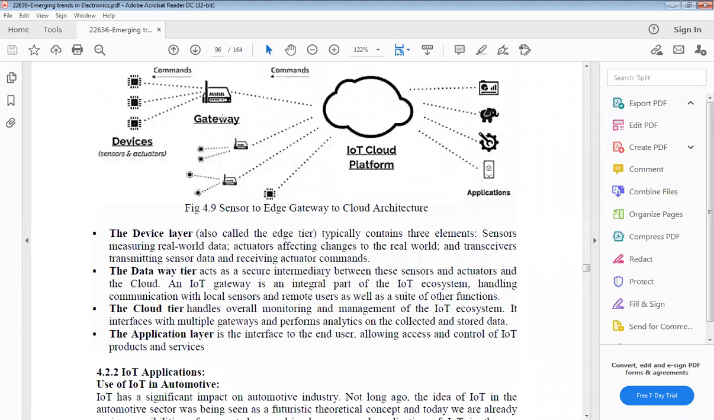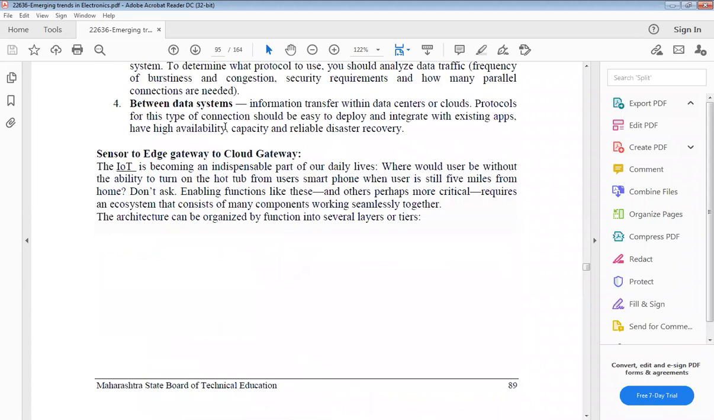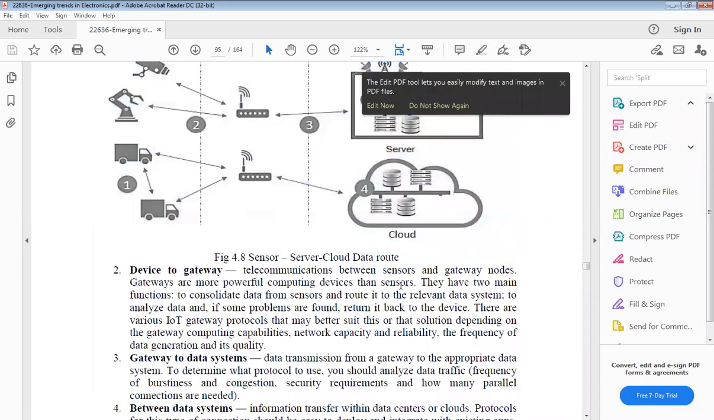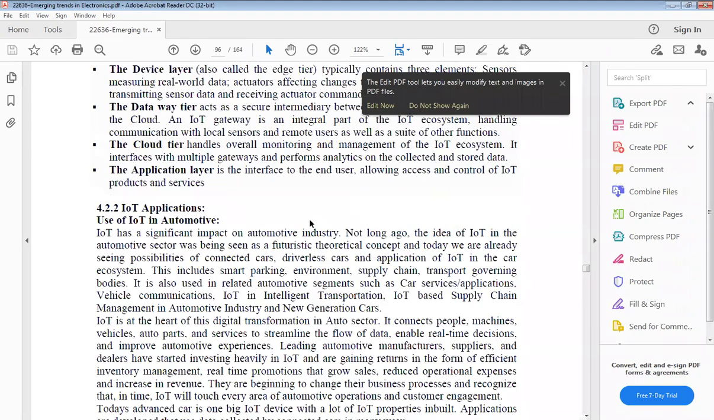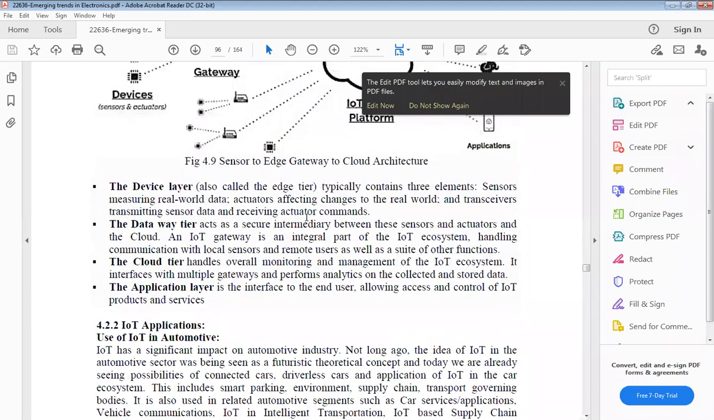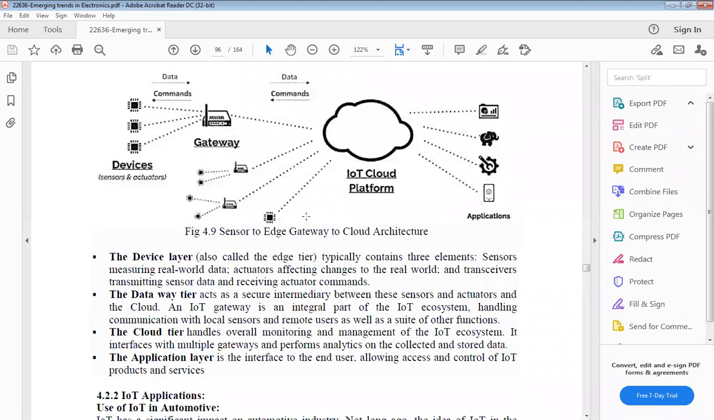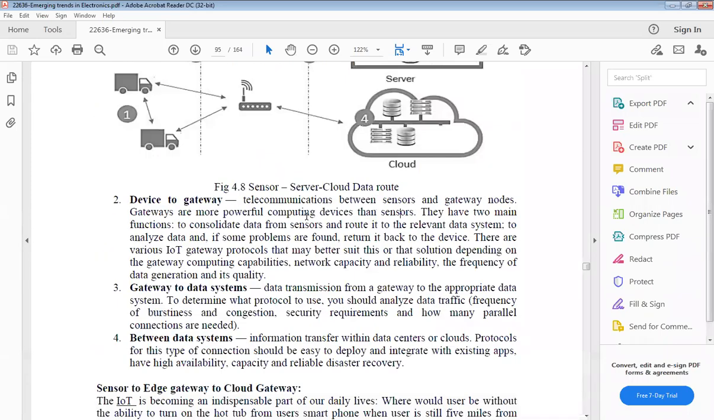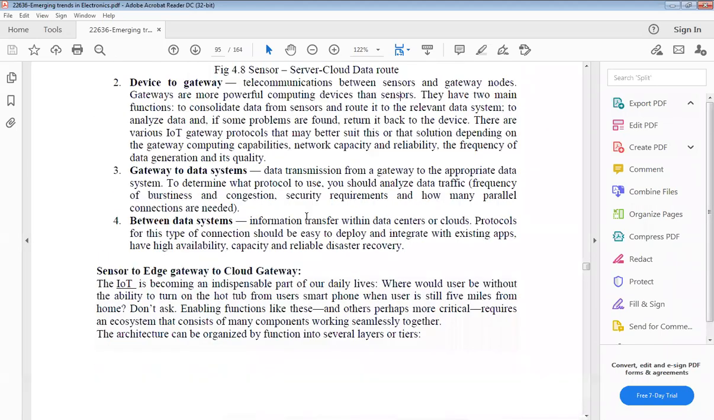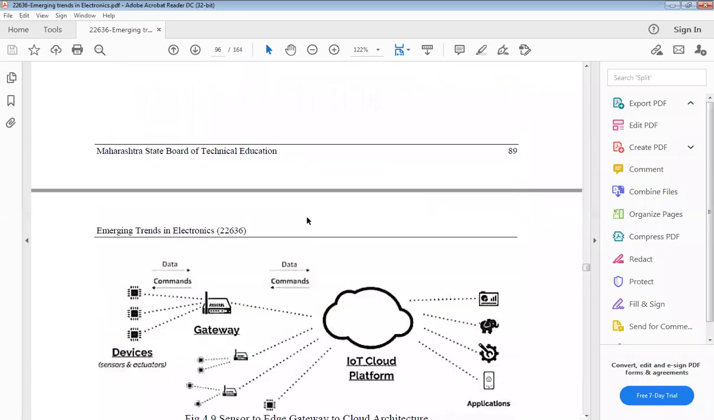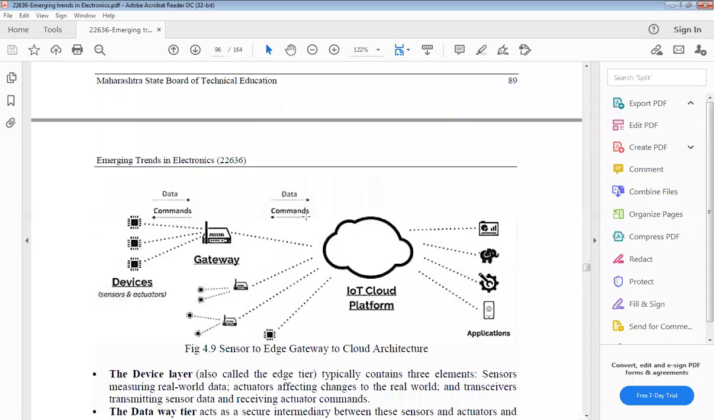There are devices, gateways, and in above case there were what? Servers. There were servers. So this is important thing. Okay, so the three types of data routing techniques are there. First is sensor, PLC, SCADA, cloud based data routing. Second is sensor, server, cloud data routing. Third is sensor, edge gateway, cloud data routing. Means between sensor and cloud, how the data routing takes place, that we have seen.